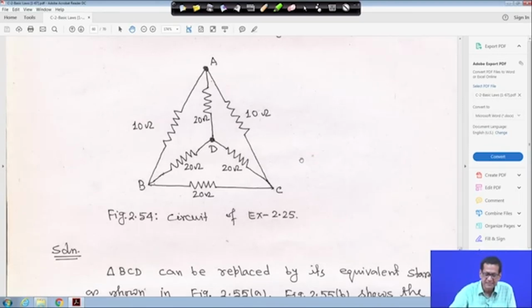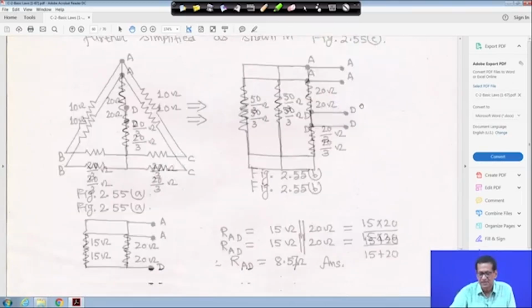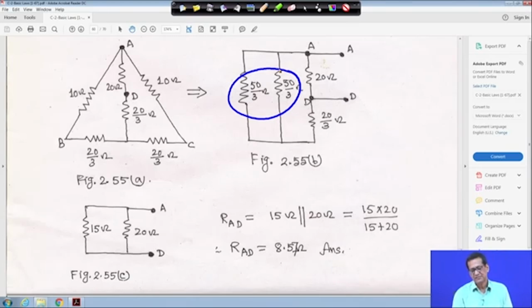When I was telling it, I said it is in series, but our objective is RAD. Had it been some point other than this, then it should have been in series anyway. So, here it is 20 by 3 and we have to find out RAD. Ultimately, these two are in parallel, 50 by 3, 50 by 3. So, its equivalent will become 25 by 3. These two are parallel, so it is R1 R2 upon R1 plus R2. If you do this, this will be 25 by 3 ohm.